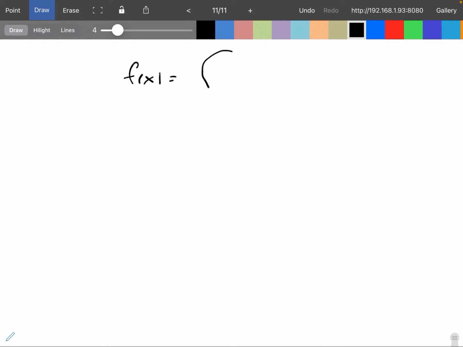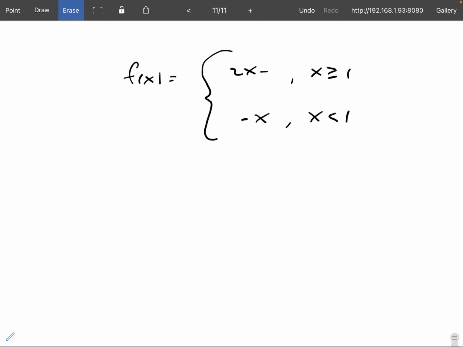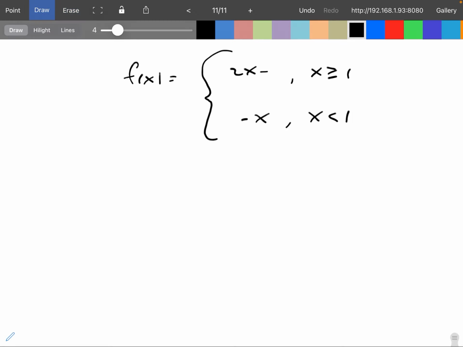Okay, so here's our function. The function we're given is f of x is equal to, it's got two branches or two pieces. The first branch is 2x minus 3, and that's if x is greater than or equal to 1. And the second branch is just negative x, and that's where the x's are less than 1. So x equals 1 is like our boundary between our two functions.